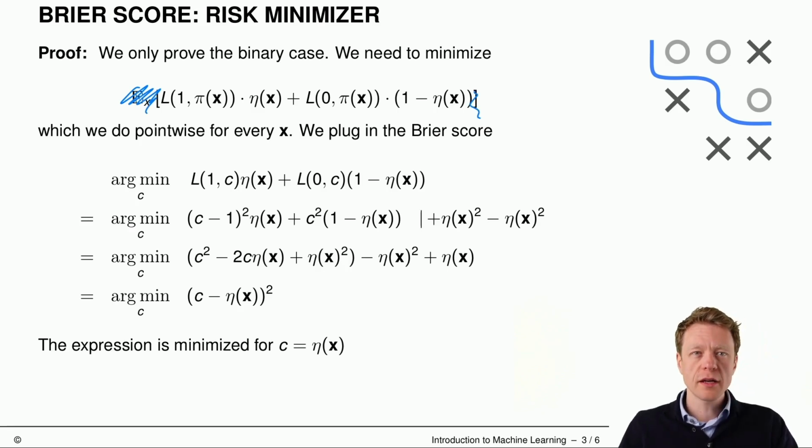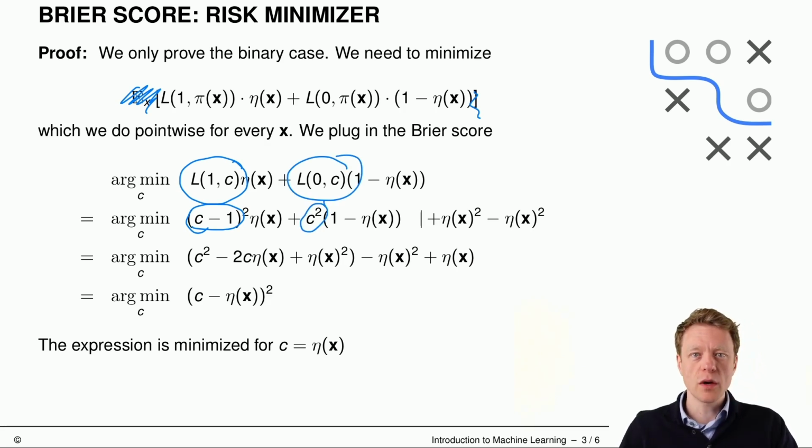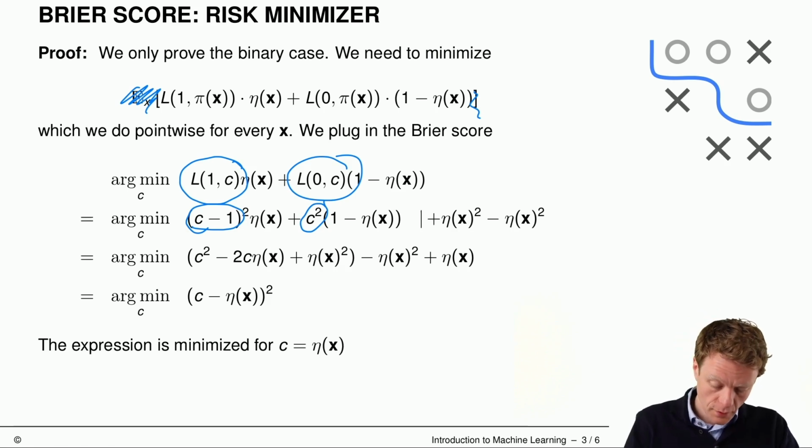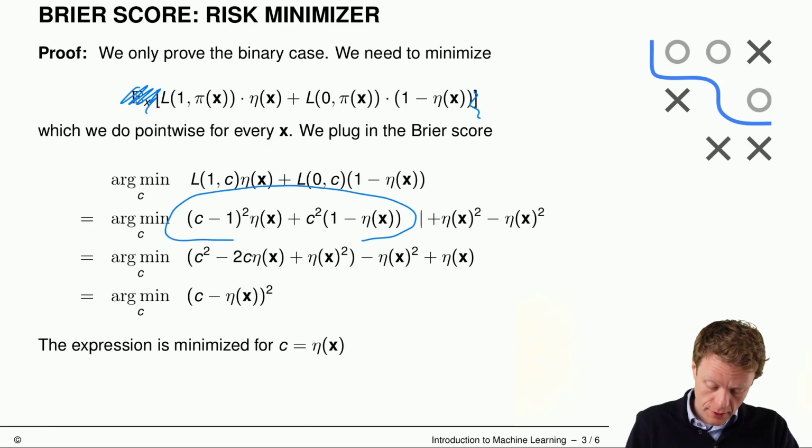Now we can plug in the Brier score and look at the argument here. So first we need the Brier score for 1, which is c minus 1, right? Because it's pi minus y, pi is c in that case, and if y is 1, then we have c minus 1. And in the second summand of the sum here, we have the Brier score if we plug in 0 for y, that's then just c. So c squared. And then we try to minimize this thing here.